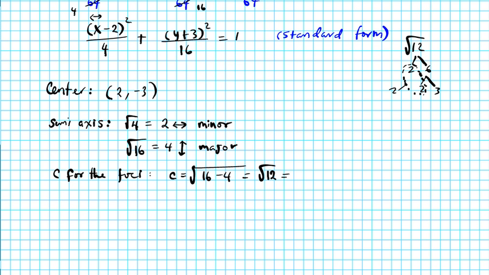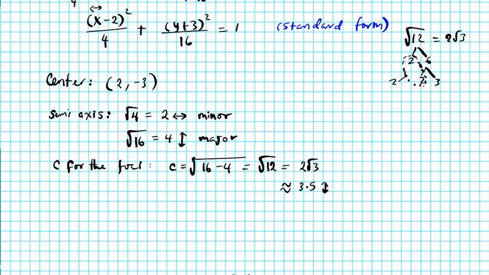So 12 is basically 2 root 3, right? So this becomes 2 root 3. In order to be able to graph this, 2 root 3 is approximately 3.46, or let's just say 3.5. And this is going in the direction of the major axis, so it's going up and down. When we're graphing it, we're going to be going 3.5 units up and down.